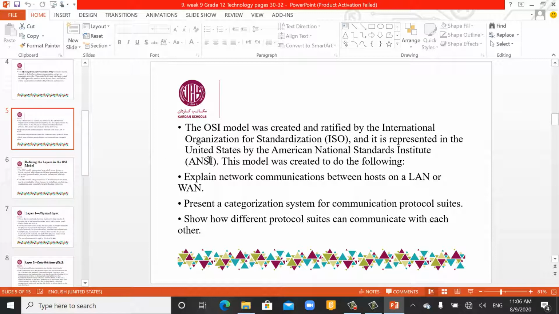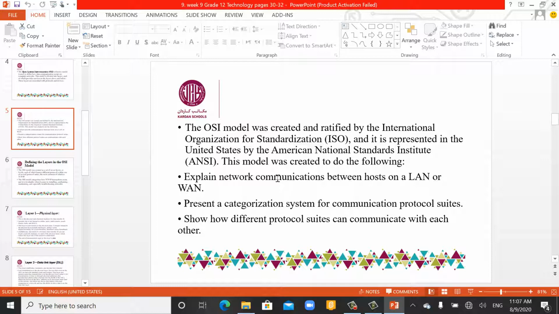The OSI model was created and ratified by the International Organization for Standardization. I mean ISO. Most of the time we have heard ISO. We buy something because it's from the International Organization for Standardization. It should be standard all over the world because we can communicate with the world. And it is represented in the United States by the American National Standards Institute, ANSI.